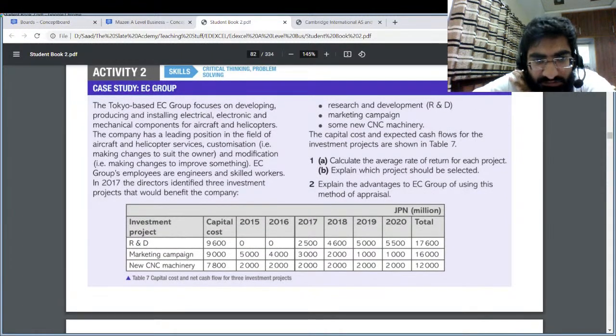So it says they can invest in either research and development, or they can invest in a marketing campaign, or they can invest in CNC machinery.